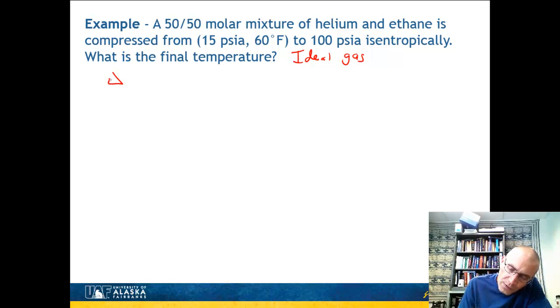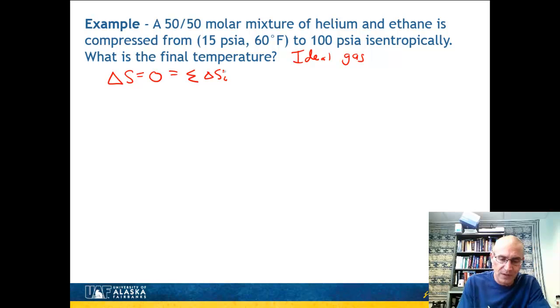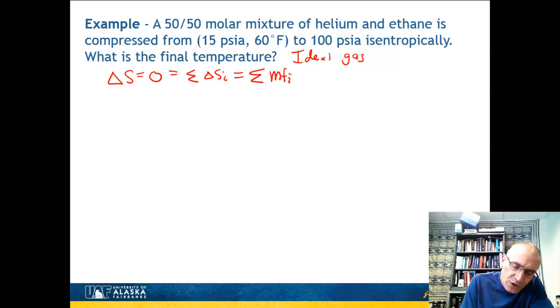And so what we're going to have is delta S, and that's going to be equal to 0 because it's isentropic. And what that is going to end up being equal to is a summation of delta S of each of the individual components. In this case, it will be the helium and the ethane. And since I've got this on a molar basis over here, what I could do is change it into mass fractions. And so this would end up being the summation of the mass fraction of each times S sub i.